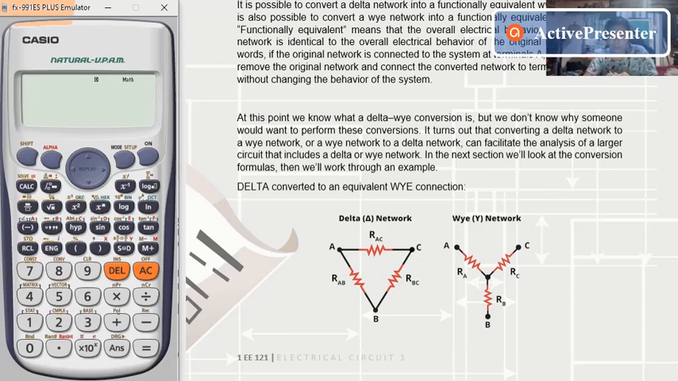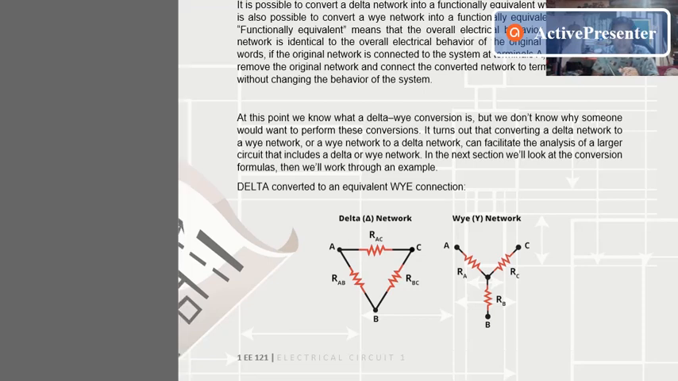So we have here our figure: a delta converted to an equivalent Y connection. This is the delta and Y network. The delta looks like a triangle, since delta is a triangle. And for the Y network, its figure is a Y.